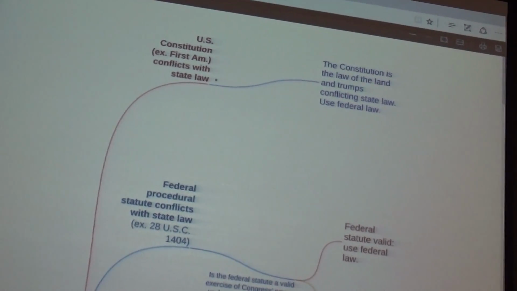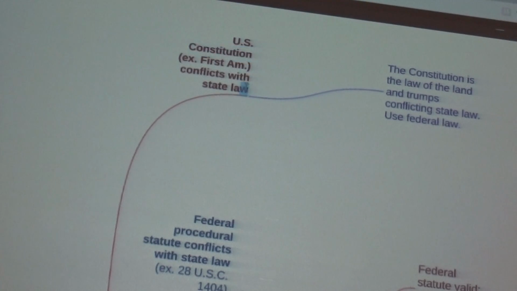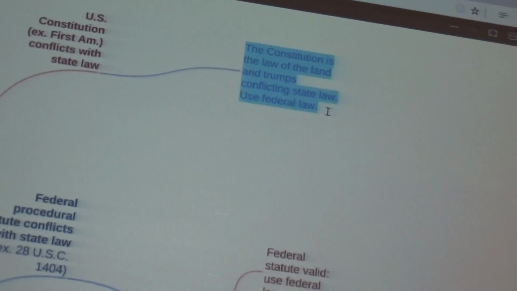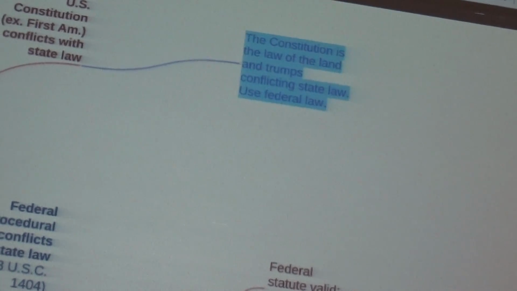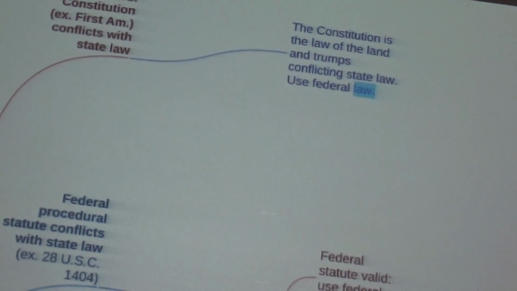Well, the easy one is when the federal law at issue is the U.S. Constitution versus state law. There really is no analysis to do here. If it's a direct conflict between the Constitution and state law, the Constitution wins. Why? Because of the Supremacy Clause. Use federal law.